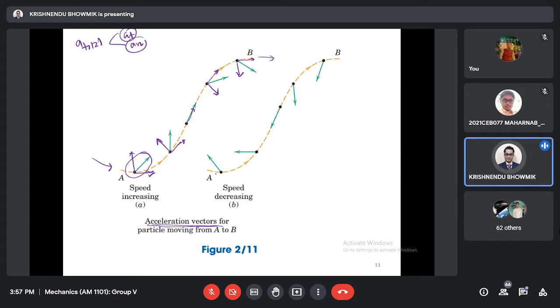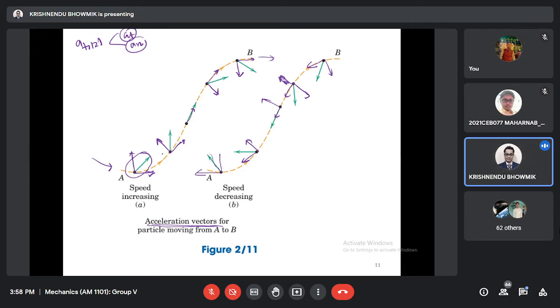But you see here, if this is the acceleration, this is the tangential and this is the normal. You can see the particle is moving in this direction, the direction the particle is moving.